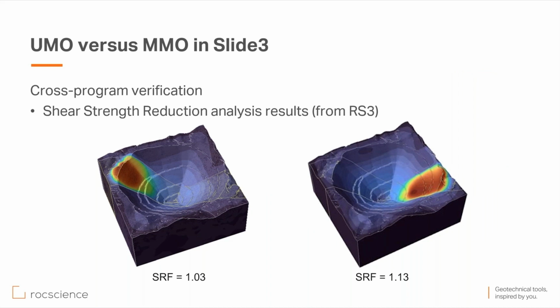And again, it's always a good idea to do some cross-program verification. So we used our RS3 products. Similarly to Brigid doing RS2 on her Slide2 model, we did RS3 on our Slide3 model. We ran the shear strength reduction and we found very similar results. The critical slip surfaces were very similar and the shear strength reduction results were pretty much the same as well, with 1.0 and 1.1 shear reduction factors. So that's good, it matches, and that gives us more confidence in our results.